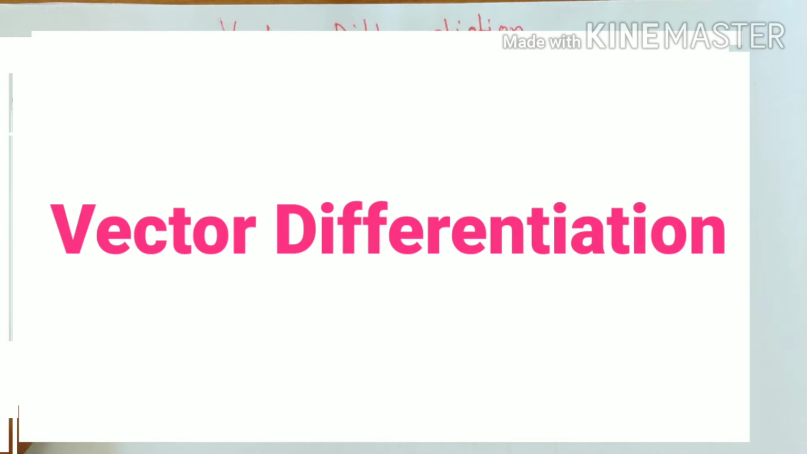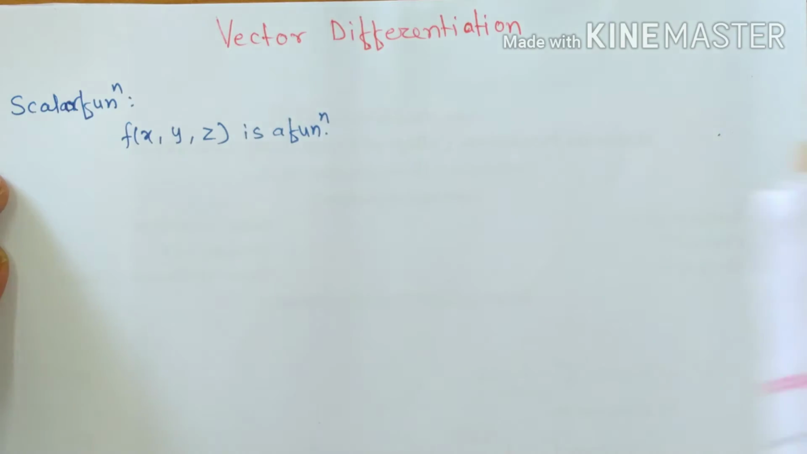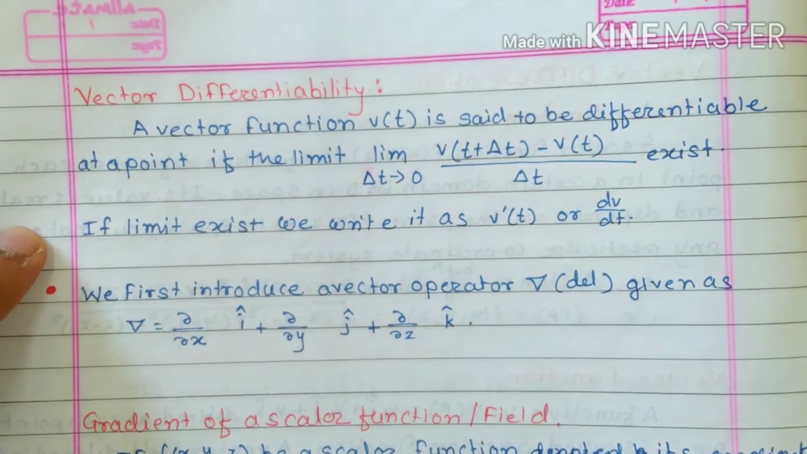What are the applications? The main use of vector calculus is in electromagnetism. When you study the electromagnetics subject, or subjects like electromagnetic waves, you will come across vectors and vector calculus. Now we start with vector differentiation. Just look at this definition.